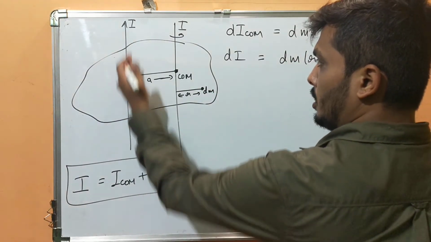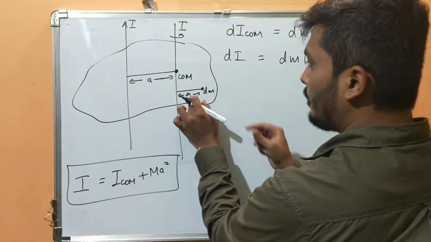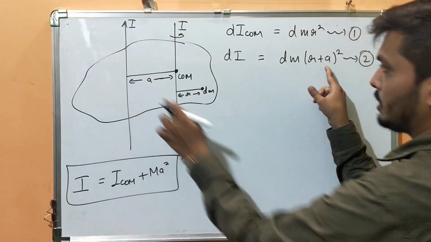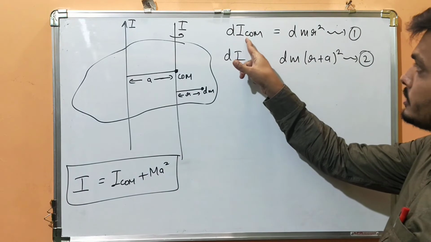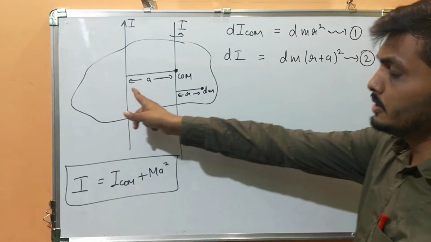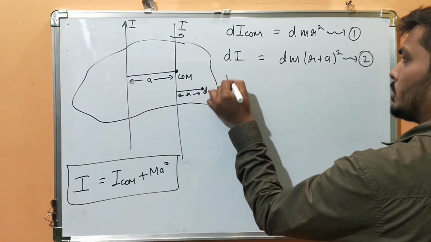Have you understood? So this is my axis and they are away from a distance r plus a, the whole square. Have you understood? This is for the center of mass, mr square. This is for this axis. So now you just solve this.